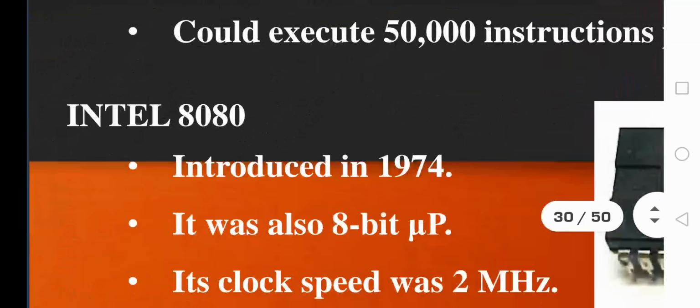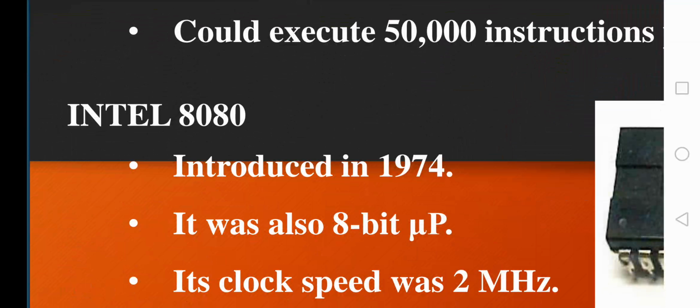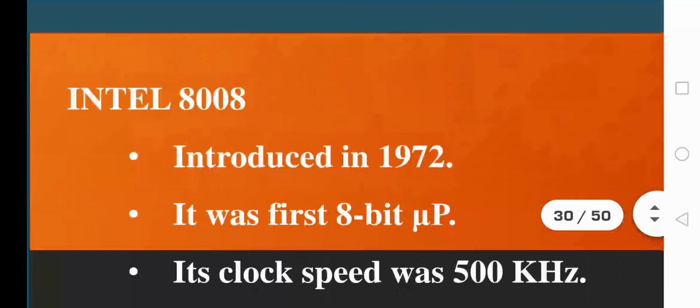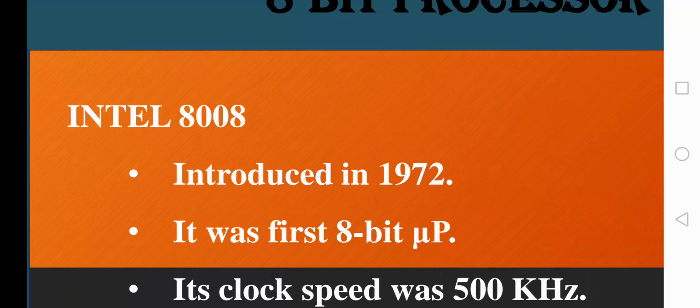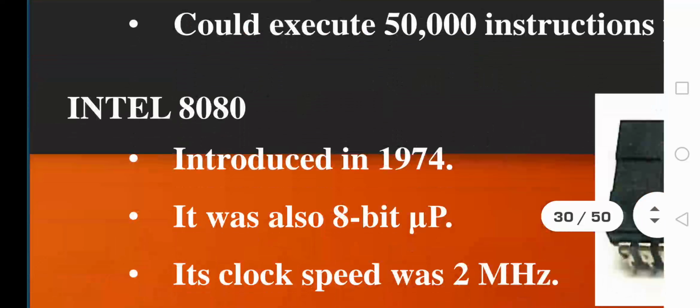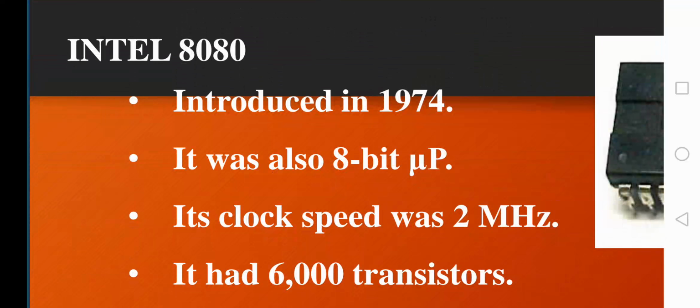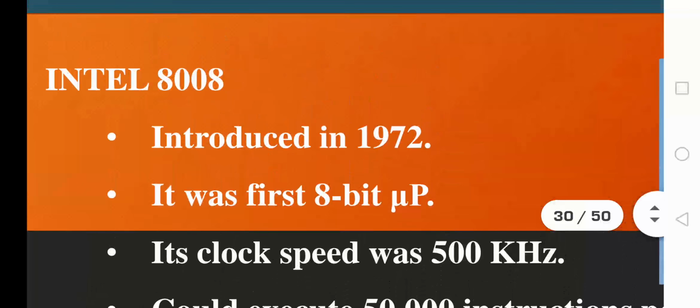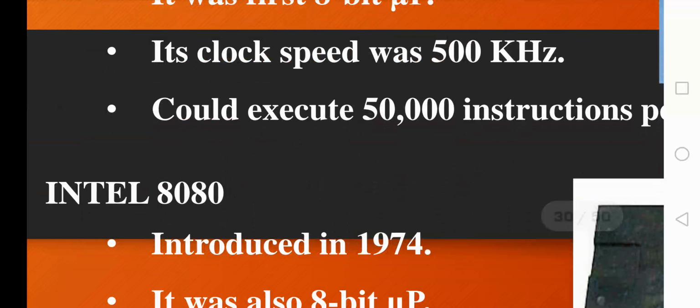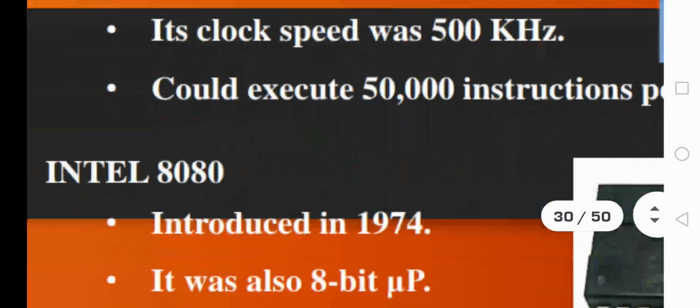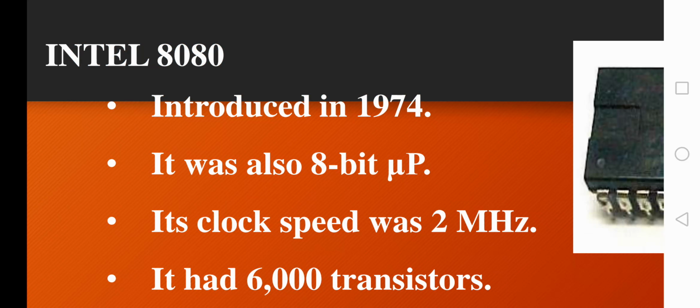The next, the second 8-bit microprocessor they invented, was 8080. The first one was 8008. Please note that difference, because sometimes it creates confusion. The second 8-bit microprocessor they invented was 8080, and it was also in the year 1974. So note one thing: in the year 1974, Intel invented the 4-bit microprocessor, that is 4040, and also an 8-bit microprocessor, that is 8080.